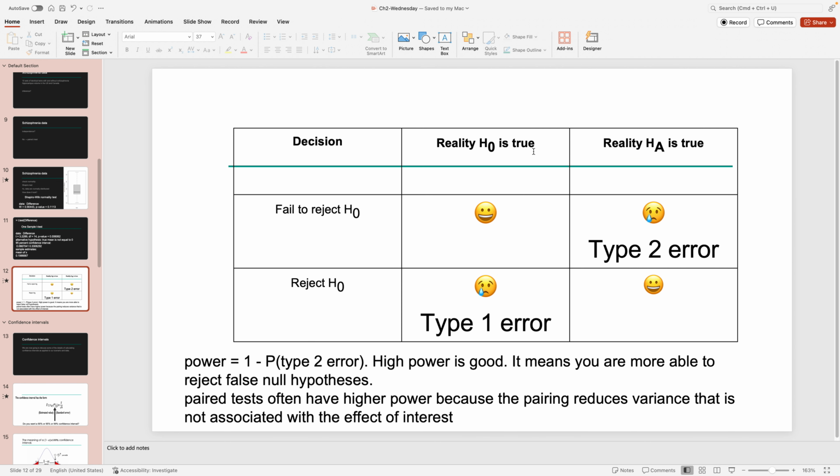The probability of a type 2 error is related to something called power via this relationship. And high power is really good. Okay. It means that you're able to reject the null hypothesis correctly when the alternative is true. Now, paired t-tests have higher power because the pairing reduces the variation. Okay, so in addition to our conclusion, we can be pretty confident in our statistical methodology.